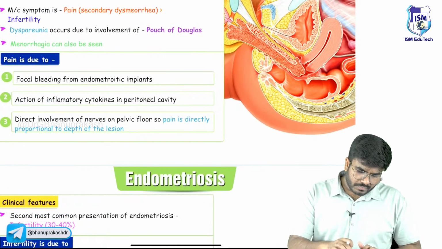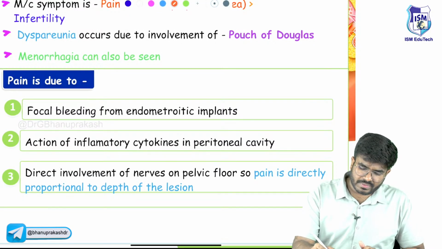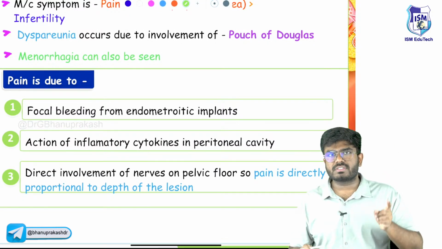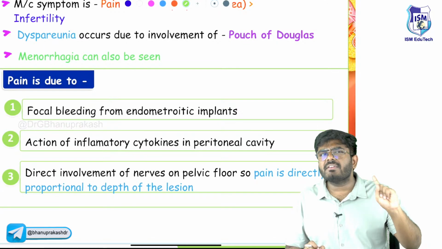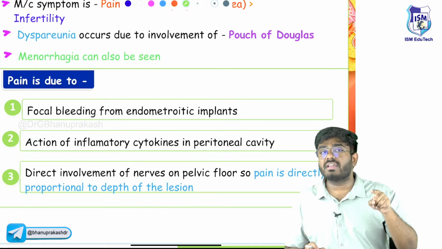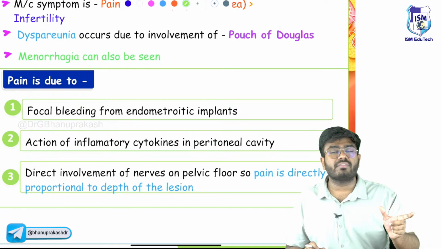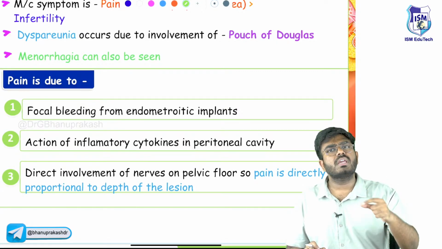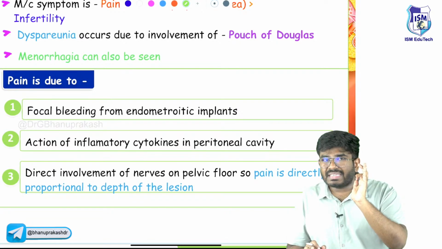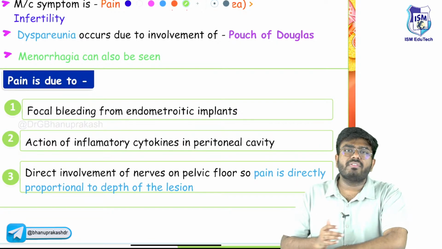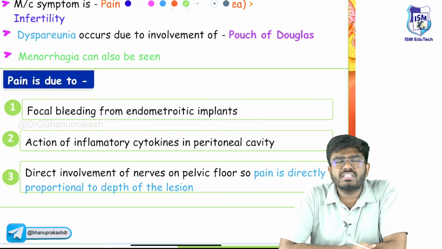Now, what are the most common symptoms? Okay, see, these are the keywords. What is the most specific symptom in a female who is having cervical cancer? In a female who is having cervical cancer, it's post-coital bleeding. If she goes for intercourse, she is going to have the bleeding. That's the keyword. Now, if a female is having endometriosis, do you know what is the chief complaint?